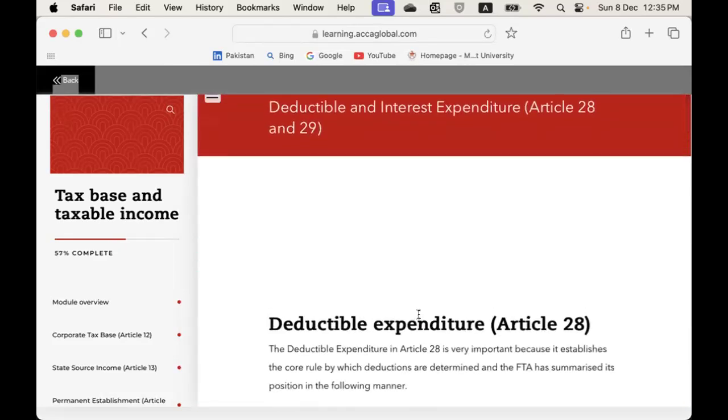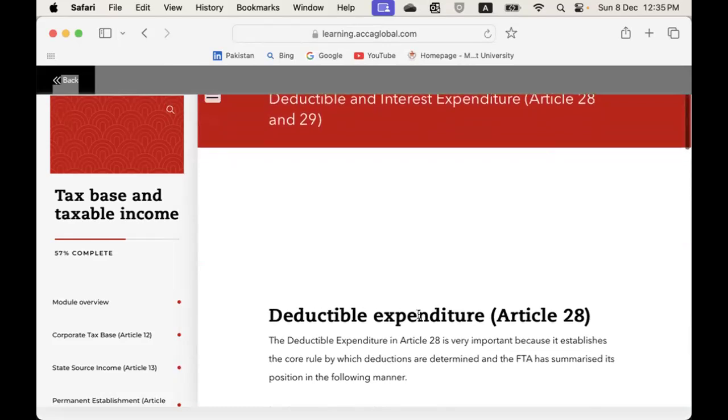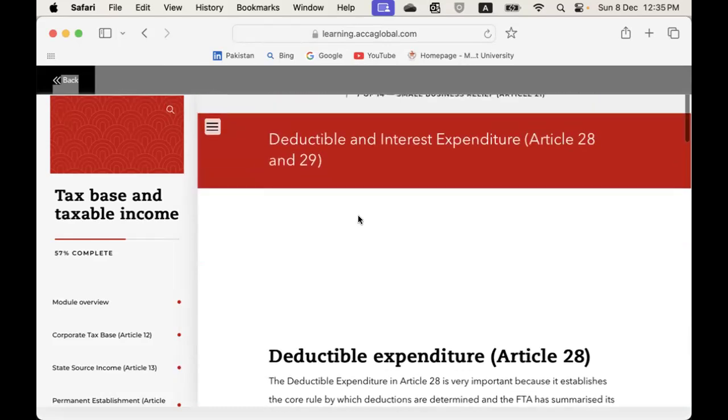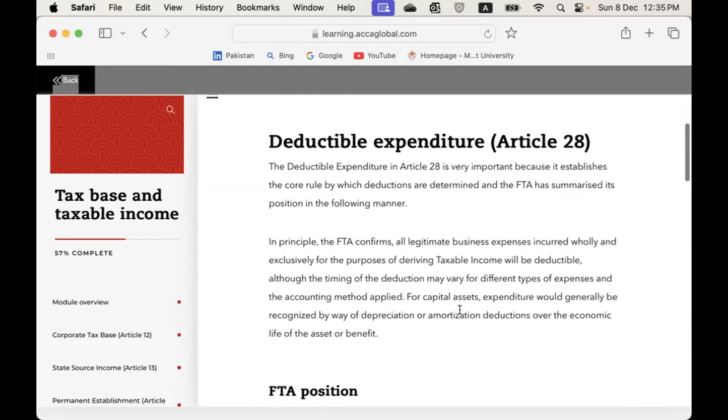Now we have come to another part of it, which is Article 28 and 29, which is on deductible and non-deductible expenditure and interest expenditure. So first, we will start with the deductions, right?